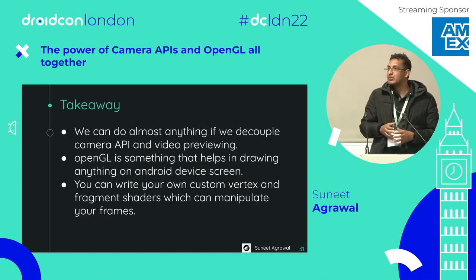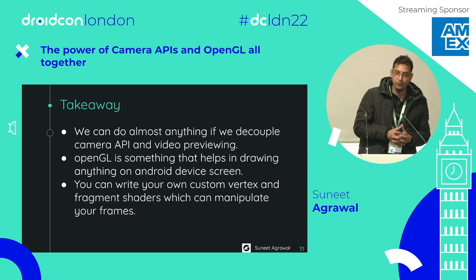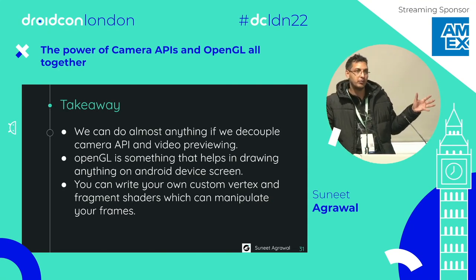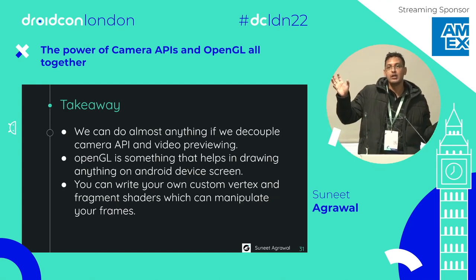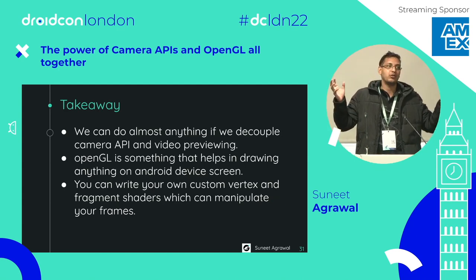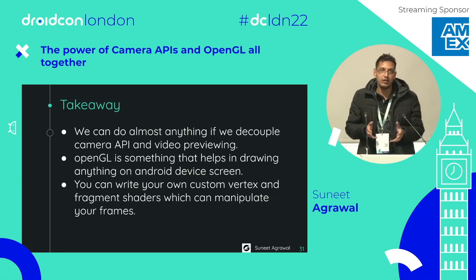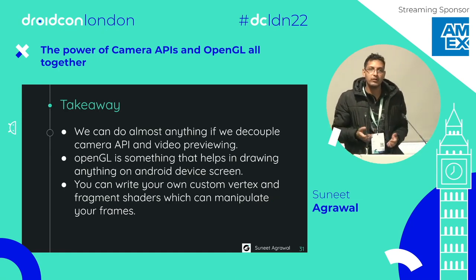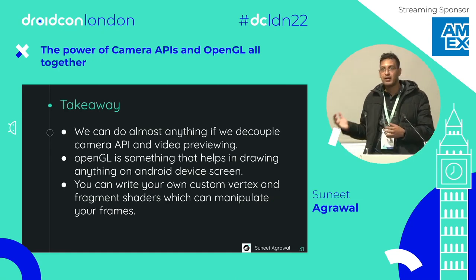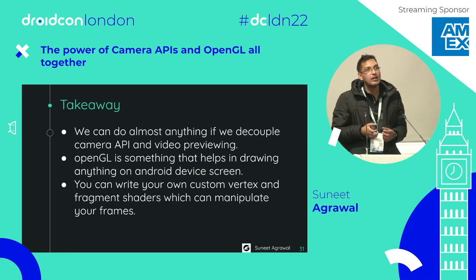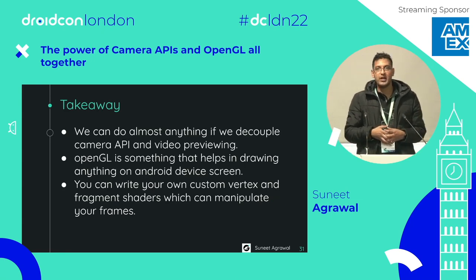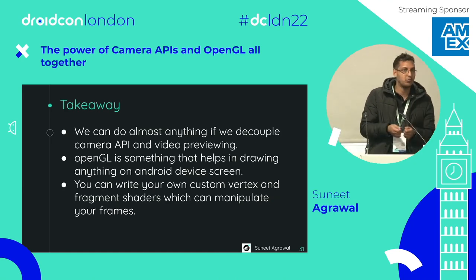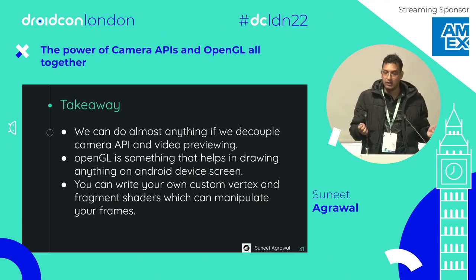So this is the last slide. This is the takeaway. Basically, we can do almost anything if we decouple the camera APIs and the preview. In between, you're getting the frames continuously from the camera hardware, and you want to show them to the end user on the screen. Before that, you take control and manipulate them using fragment shaders and vertex shaders. You can figure out what objects are inside, maybe the background, maybe the face, maybe anything else. If you want to add an object on top, maybe a table lamp on the table, or detect text inside, you can do it in between. But keep in mind, there are some limitations.